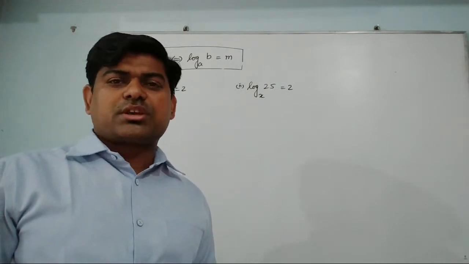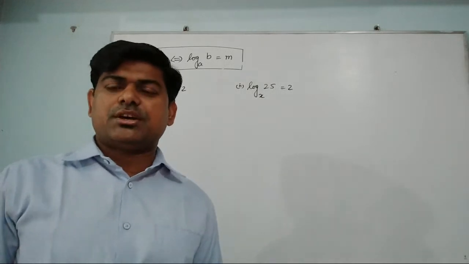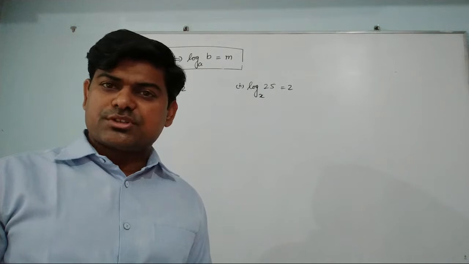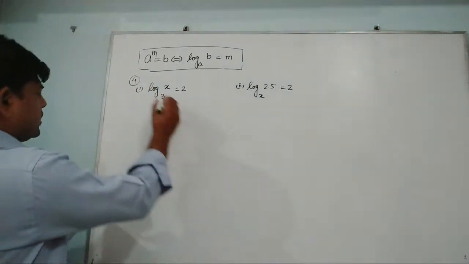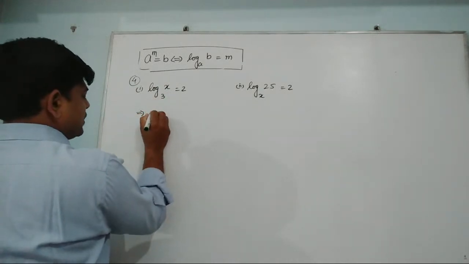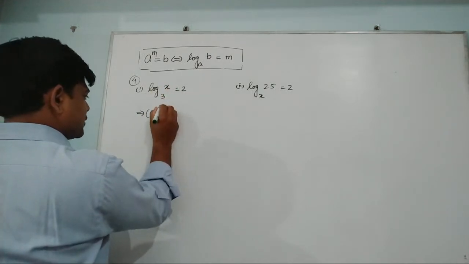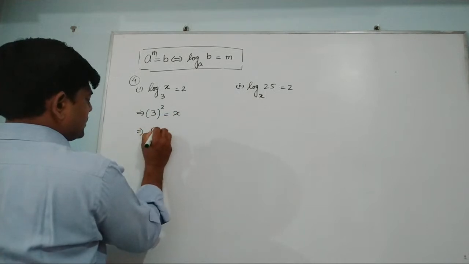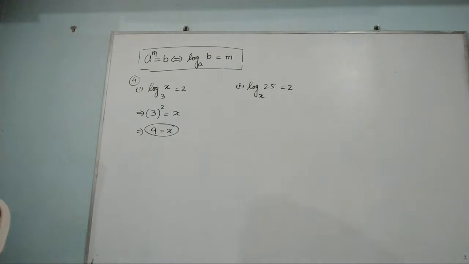So in both cases, what should I do? As I told you, our motto is to convert the given thing in exponential form. When we convert it in exponential form, the first part can be written as base 3, and they will change their place. 3 to the power 2 is equal to x. Tell me, 9 is equal to x. We have got the value of x or not.